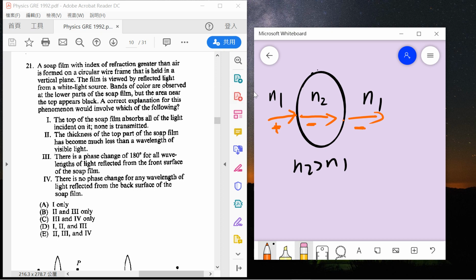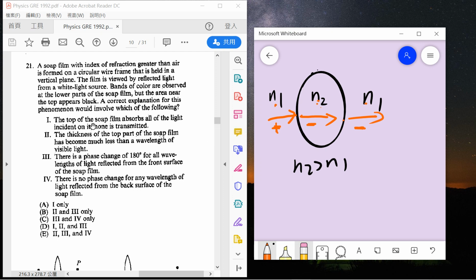Because of the speed of light, going from the large speed to the small speed, there will be a phase change. And vice versa, there is no phase change when you start from the lower speed to the larger speed.